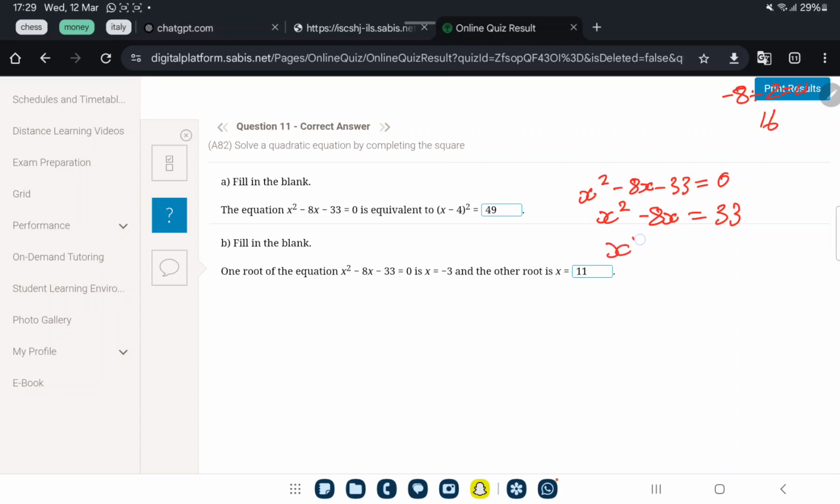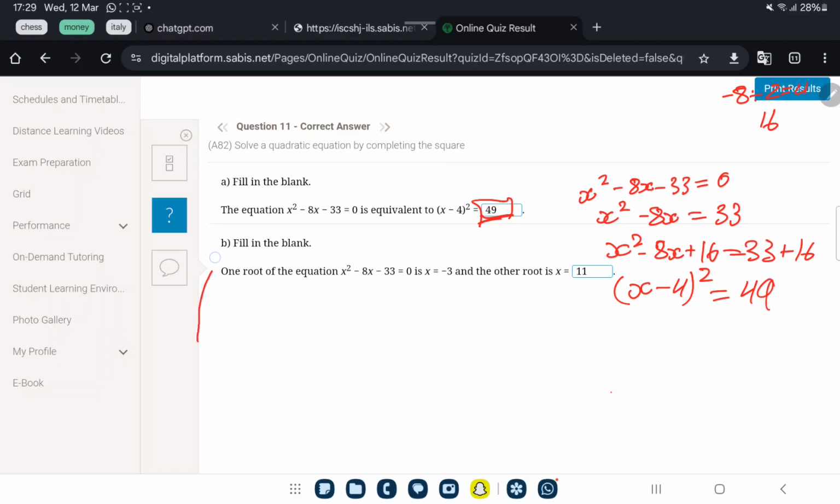So x squared minus 8x plus 16. And then you add it to the other side. We're not multiplying this side by anything, so we add it straight away. 33 plus 16. And then you factor this. X minus 4 squared equals 49. So x minus 4 squared equals 49.